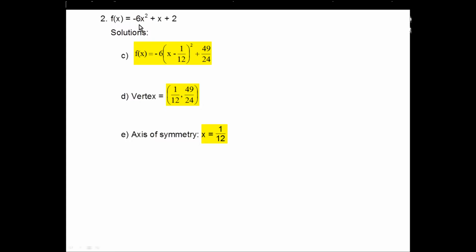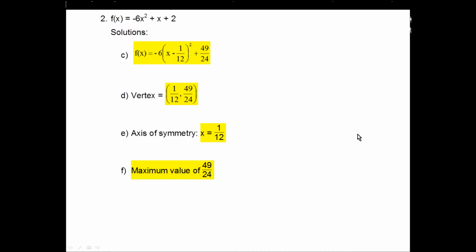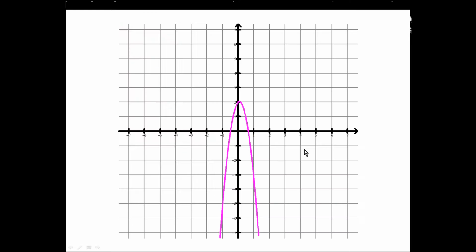Part F was the maximum value. Okay, my coefficient of x squared is negative. The parabola is upside down, which hopefully you remember from the graph on the calculator. So I've got a maximum value of 49 over 24. And we've already seen the graph on the graphing calculator. This is where if we were to do it by hand, it would be very, very tough. I doubt very seriously that my math lab would give you one this horrible, because trying to plot x equals 1/12 on that little bitty screen in my math lab is going to be next to impossible. So there.